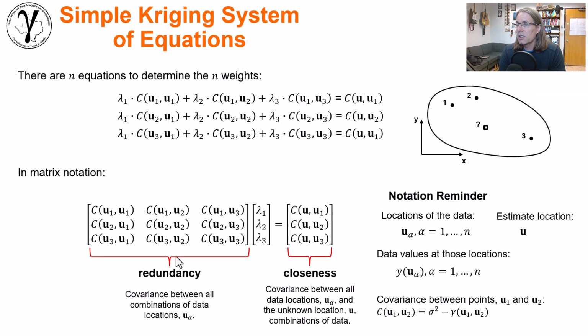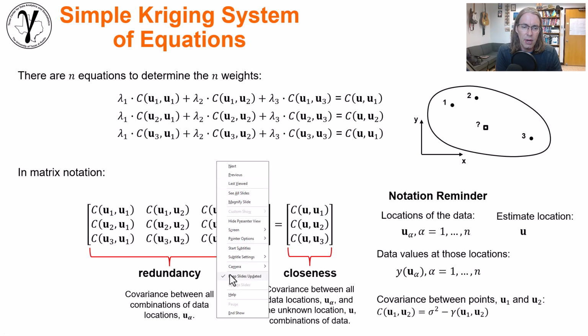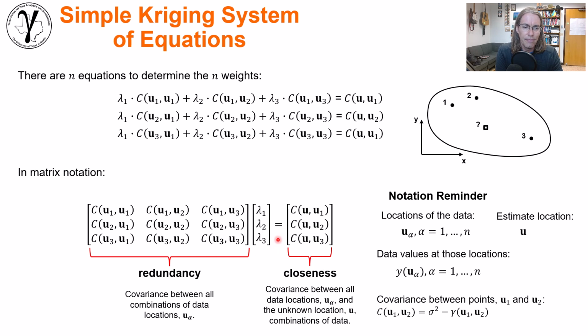But let's go ahead once again. We'll look at that system of equations. We can expand it out right here for our problem with 3 data and 1 unknown location. This is what our system of equations becomes. Now, for those of you who prefer matrix notation, and I do, it's quite nice and clean to look at, we can take this system of equations and we can simply write it right down here.